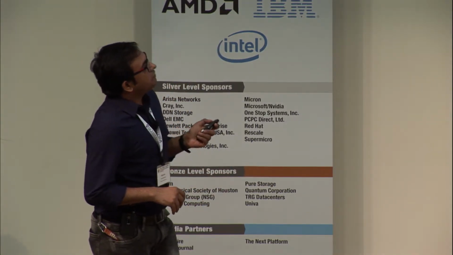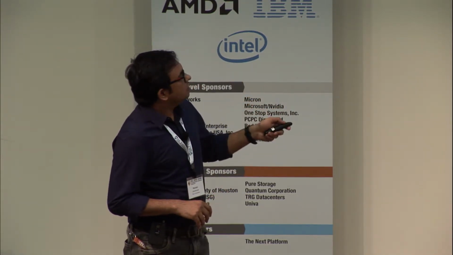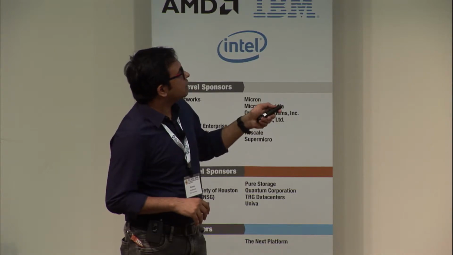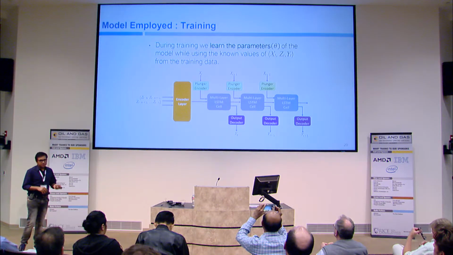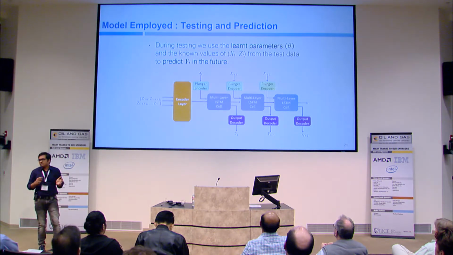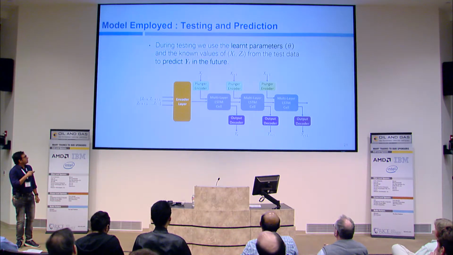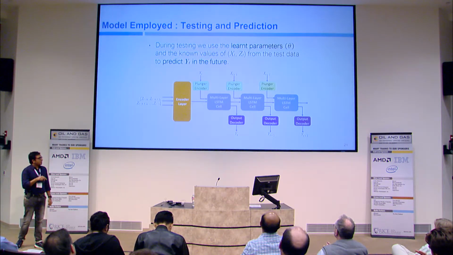During training, we fix the x's, z's, and the t's, so all of these values are fixed, and we learn every color-coded variable in the network. During the testing phase, using all these learned parameters for the networks, we plug in the new z's and the x's and predict the y's.